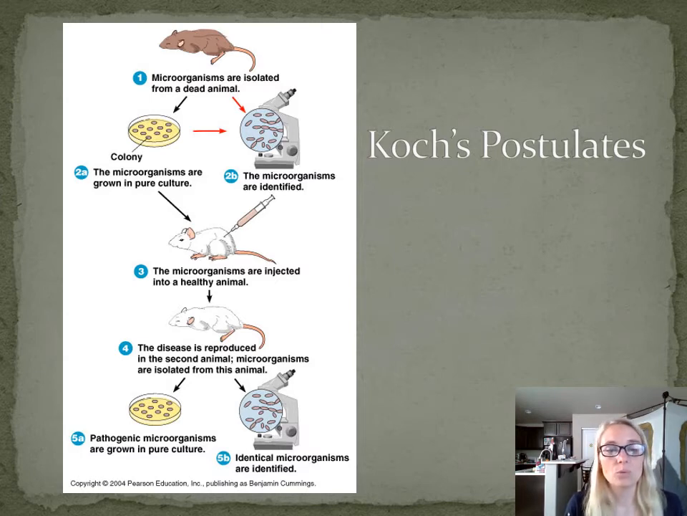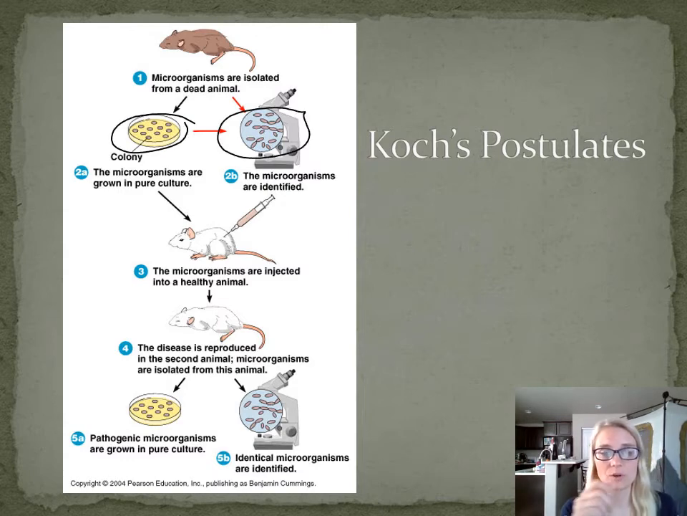Then you must isolate your suspected pathogen from your sick host. So in this case, it's a dead mouse, but not all illnesses make you die, so you'd be sick. So you are going to isolate them, grow them on a petri dish, and identify them under the microscope. So that's the one I'm interested in.